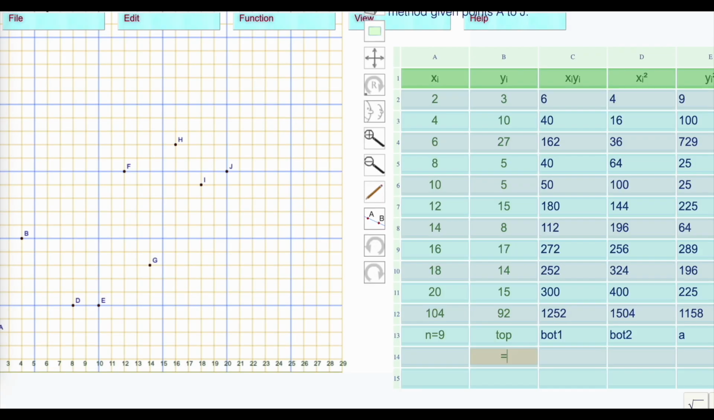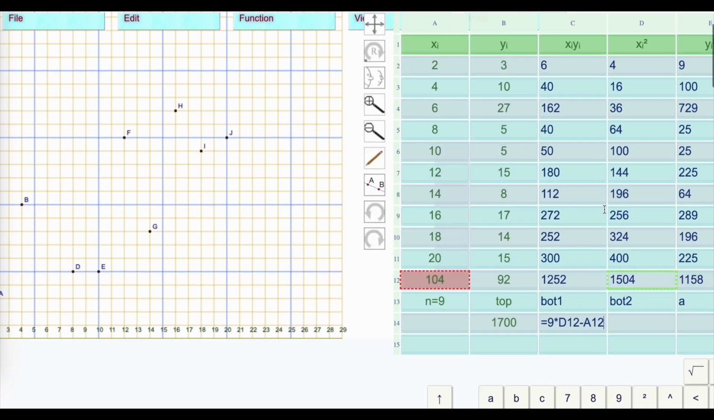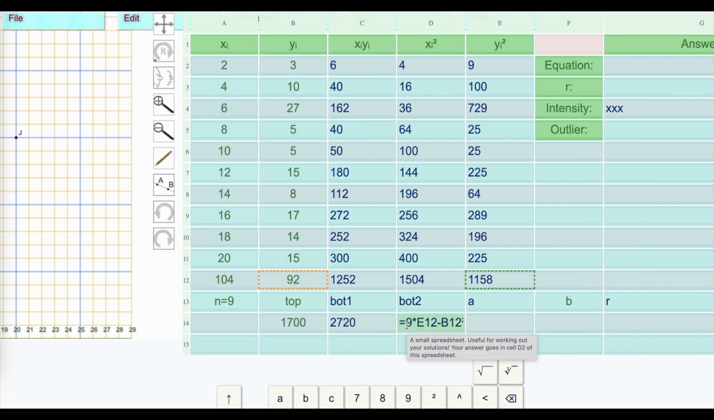The top is N, 9, times the sum of all the x, y's, take away the sum of all the x's times the sum of all the y's. The bottom 1 is N, 9, times the sum of all the x squareds, take away the sum of all the x's, squared. And then I can fill that out to get the bottom 2. It's 9 times the sum of all the y squareds, take away the sum of all the y's, squared.